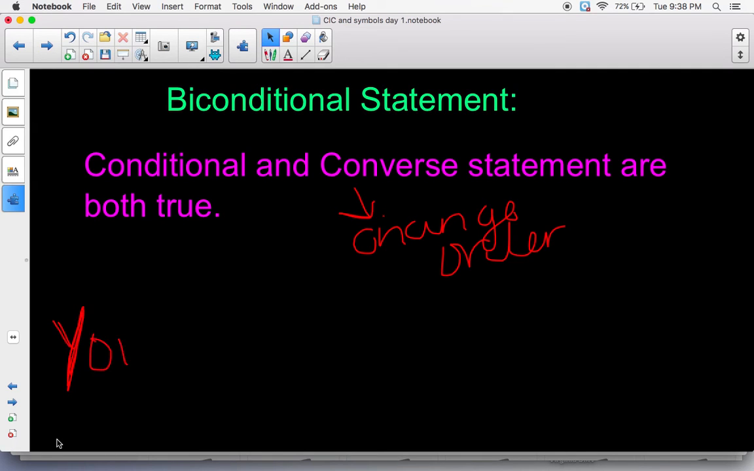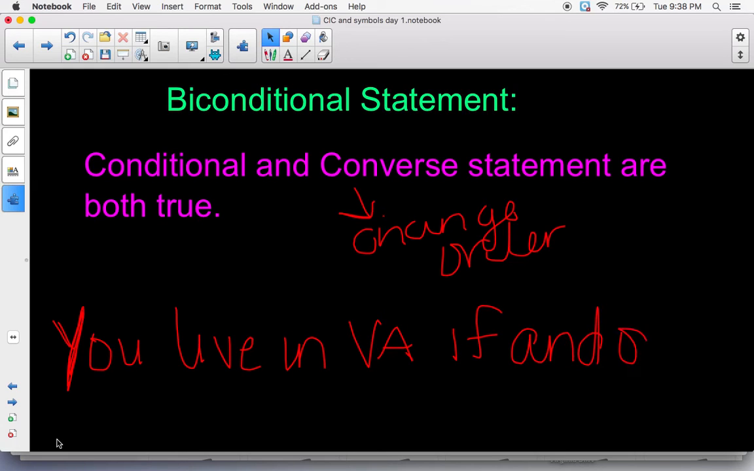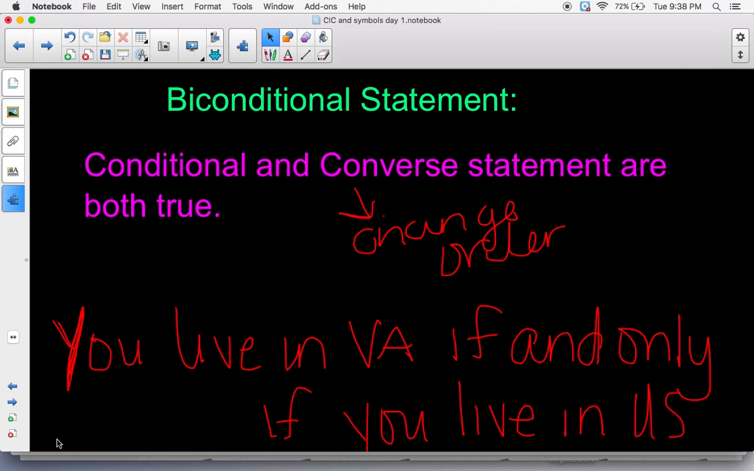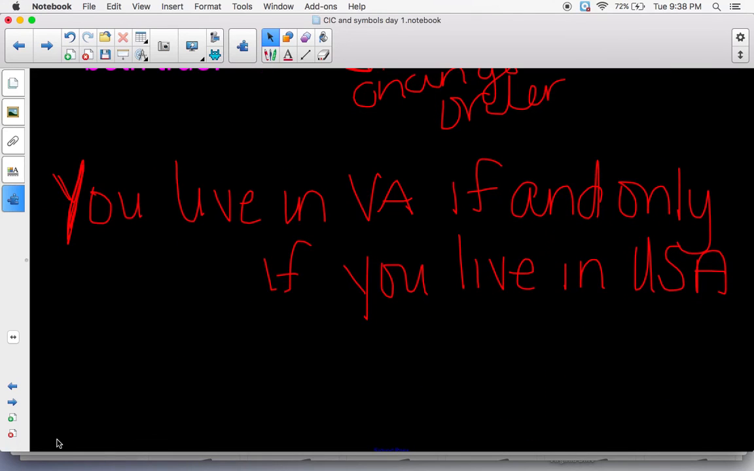If it was true, you live in Virginia if and only if you live in the USA. Now, the symbol for a biconditional would be this: P, an arrow on both sides, Q. Okay?